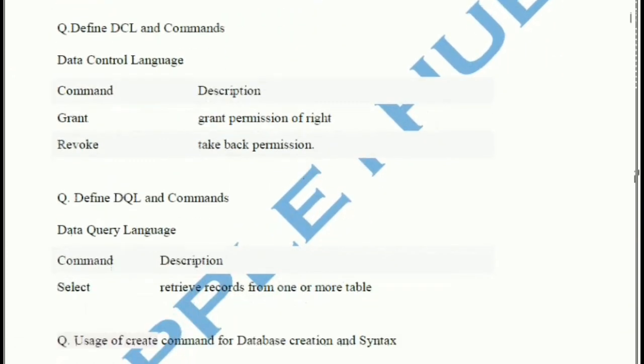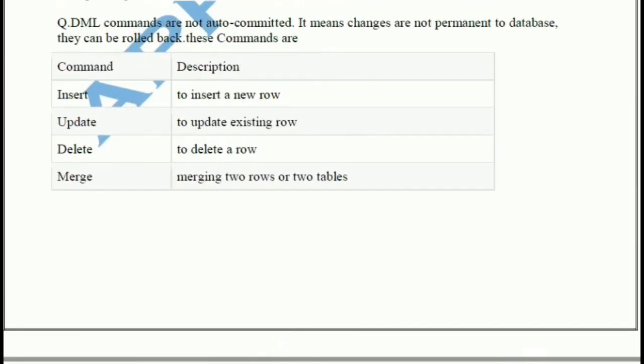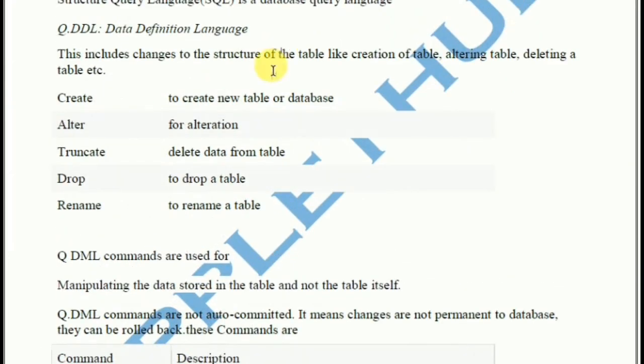Next, DCL and commands. DCL means Data Control Language. Commands are grant, revoke. Next, DQL. DQL means Data Query Language. Here only one command we have, that is select. I gave each command and its meaning also.